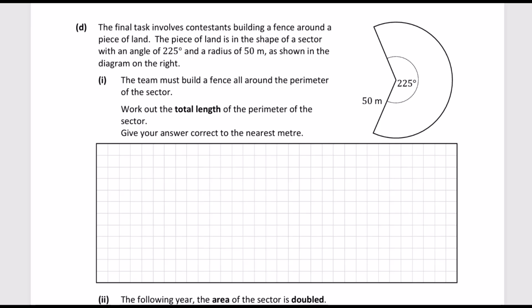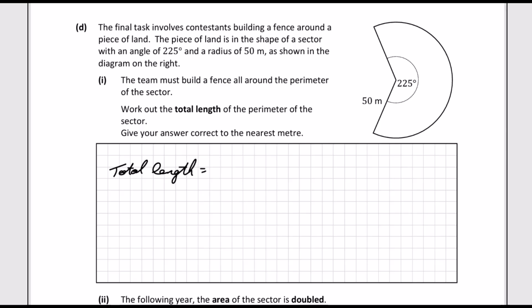So the distance, the total length, is equal to 50 plus 50, which is 100 meters, plus, now the circumference of an entire circle is 2 times pi times r. So I'm going to write that down first.